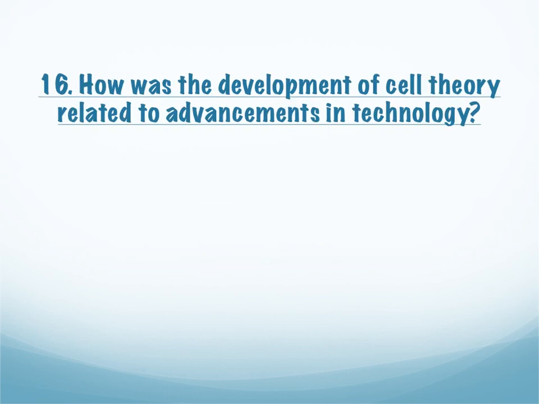How was the development of cell theory related to advancements in technology? Remember, the three components of cell theory are: all living things are composed of one or more cells; the cell is a basic unit of structure and function in living things; and all cells come from the reproduction of previously existing cells. Well, until a scientist could actually see cells under the microscope and see how they behave and how they divide and see what different living things were composed of, they really had no idea what cell theory was. But as technology improved, so did the scientists' understanding of cells, and they were able to put together cell theory.